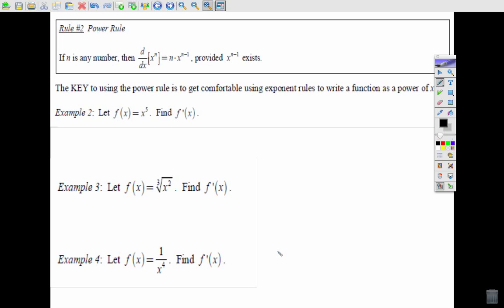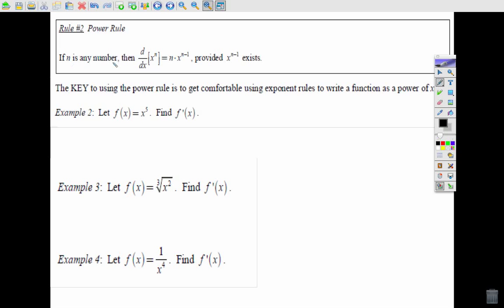All right, let's look at the next rule. That was rule number 1, the derivative of a constant. Rule number 2 is the power rule. This is the biggie. You should kind of jump up and turn around a few times before you get this one. All right, the power rule.